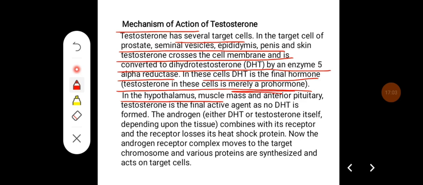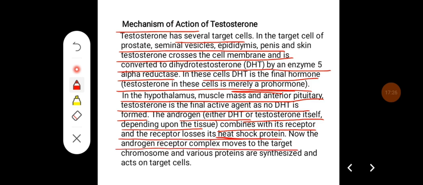In the hypothalamus, muscle mass, and anti-reproductive tissues, testosterone is the final active agent and no dihydrotestosterone is formed. The androgen, either dihydrotestosterone or testosterone itself depending on the tissue, combines with its receptor and the receptor loses its heat shock protein. Now the androgen receptor complex moves to the target chromosome, and various proteins are synthesized and act on target cells.